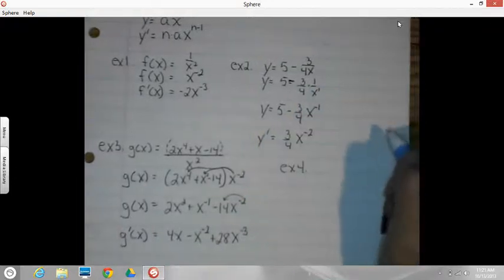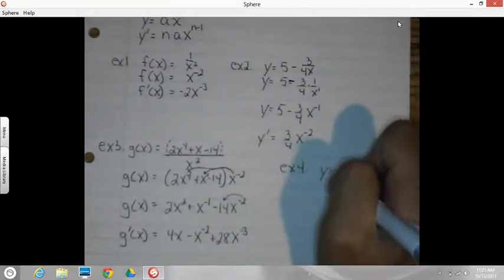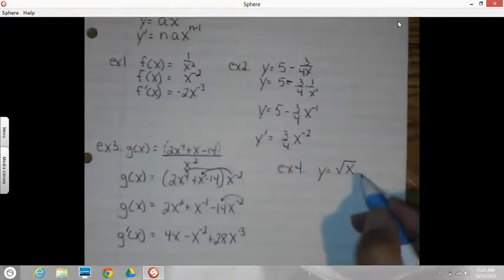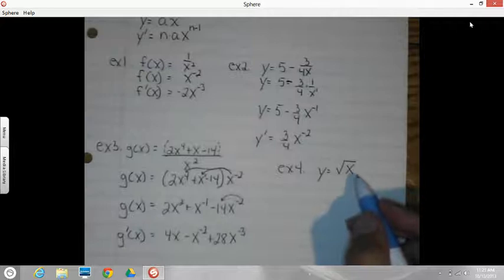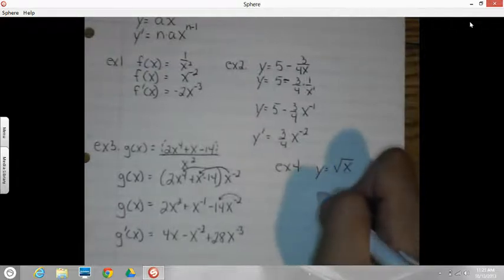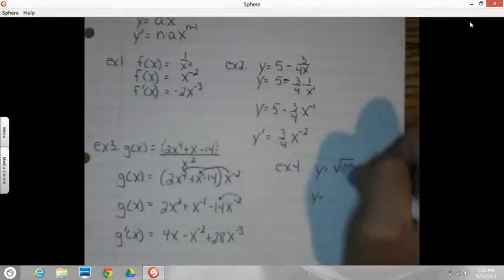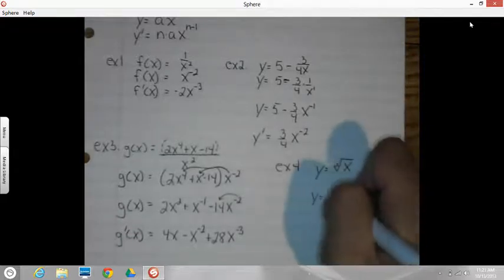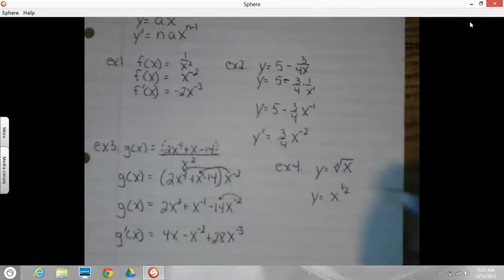Okay, some radicals. Y equals square root of x. Keep it simple. Remember, a radical is just a fractional exponent. So this can get rewritten. Remember, that's a square root. There's like a 2 here, but we don't write it because that's the most common one. That's x to the 1/2 power. Now it's ready for power rule.